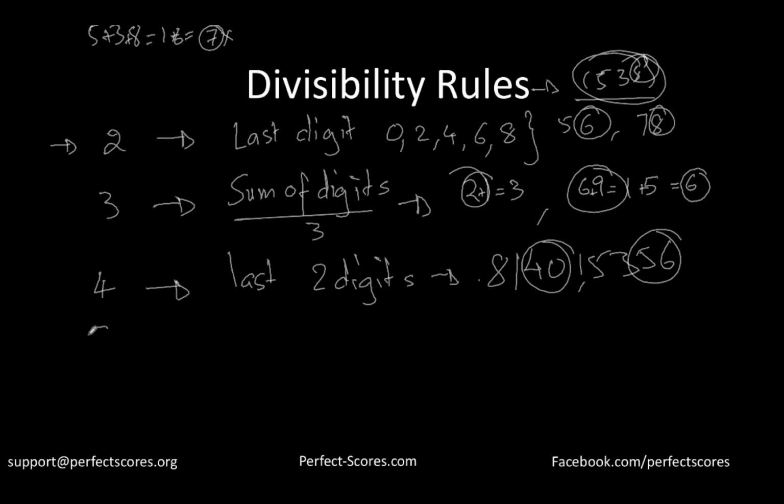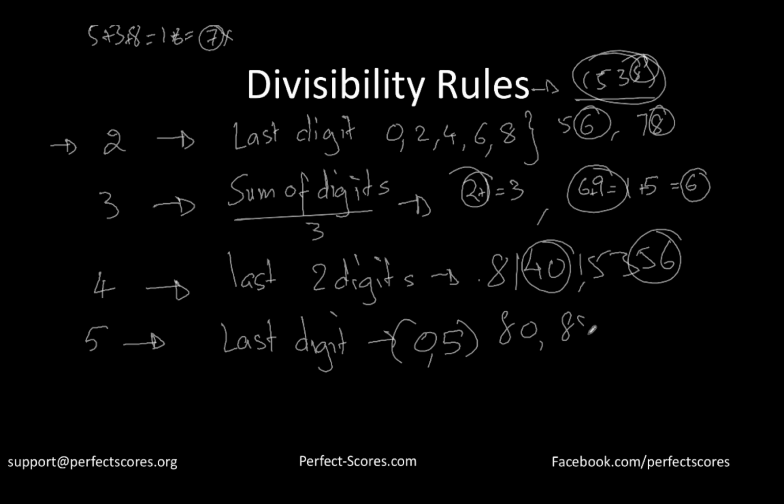Let's talk about divisibility by 5. The last digit has to be either 0 or 5. If the last digit is 0 or 5, let's say 80 or 85, the number is divisible by 5. But if the last digit is not 0 or 5, the number is not divisible by 5. So I hope that's clear to you guys.